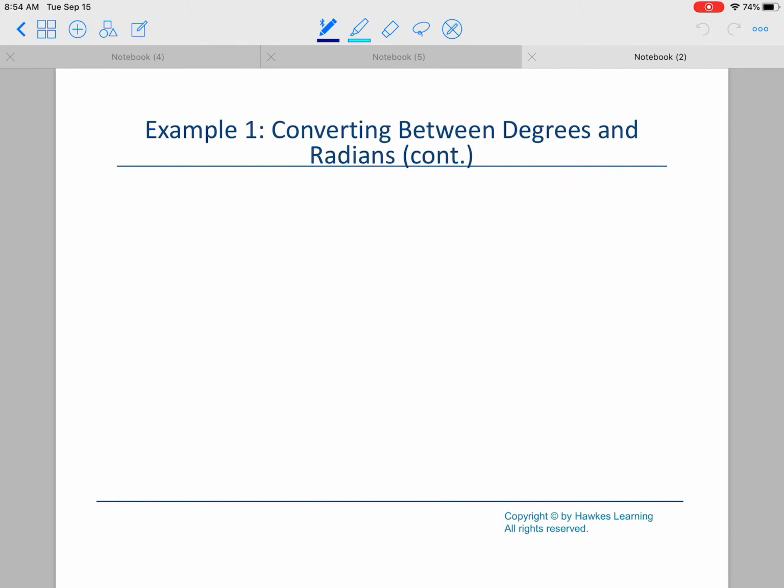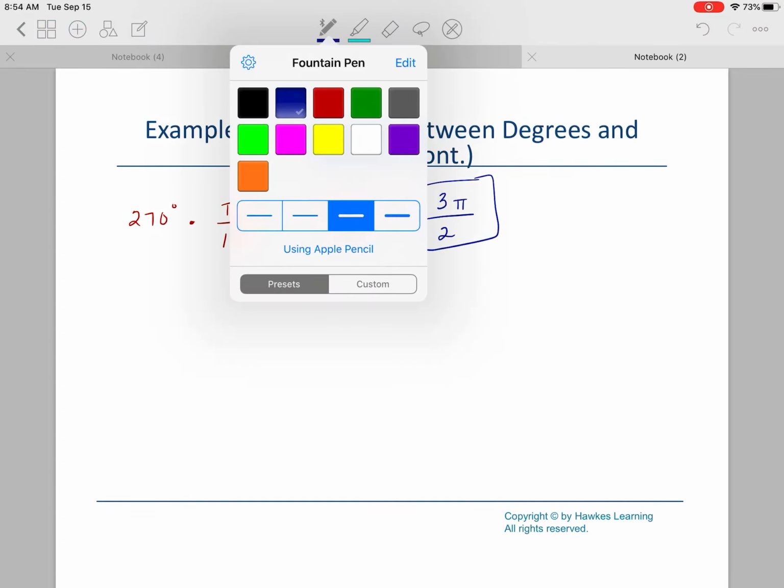Okay, so B wanted us to convert 270 degrees into a radian. This time I'm going to multiply it by pi over 180. So I get 270 pi divided by 180. Then I'm going to simplify these. The zeros can go away. 9 will go into both of those. 3 over 2. So I get 3 pi over 2. And again, since it's a radian, it should have pi in it.